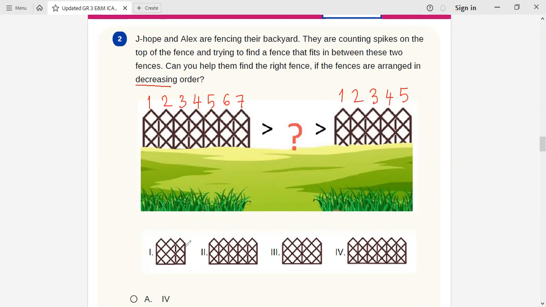So let us count from the given options. Here there are 3 spikes. That means it is not the right answer. Here I have 1, 2, 3, 4, 5 spikes. Again, not the right answer. Here I have 4 spikes. Eliminated. And the last one, the fourth option, has 1, 2, 3, 4, 5, 6 spikes, which is exactly the number of spikes I want, and hence this is my correct answer. Moving on.